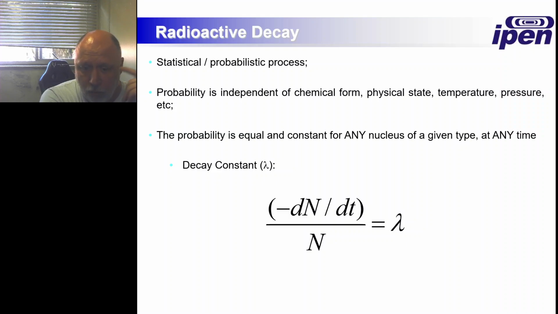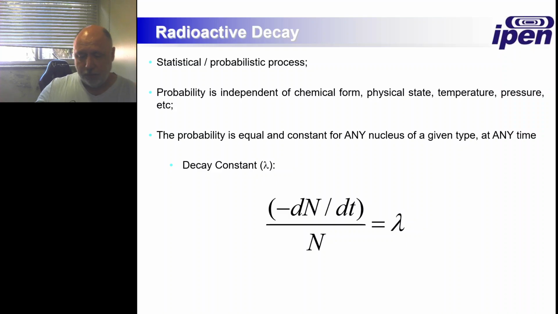Essentially, one important thing to know is that it is a statistical and probabilistic process. What do I mean by this? I mean that the probability of a single nucleus decaying is independent of its chemical form, physical state, temperature, or pressure, and that the probability is equal and constant for any nucleus of a given type at any time.